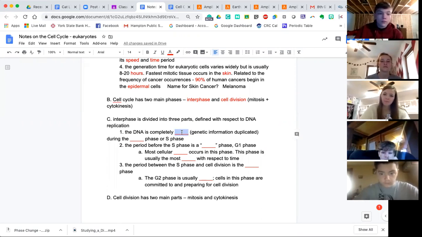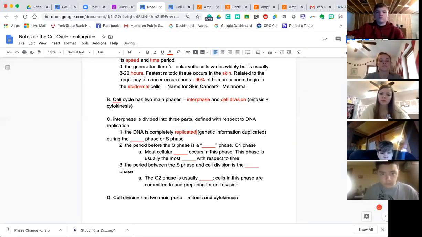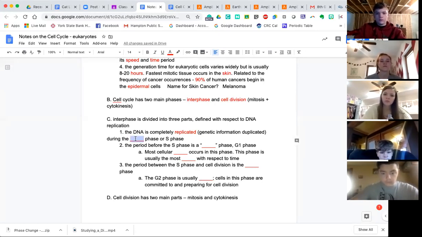Okay, interphase is divided into three parts, defined with respect to DNA replication. The DNA is completely replicated, making copies of all the chromosomes, during what we call the synthesis phase, or the S phase.